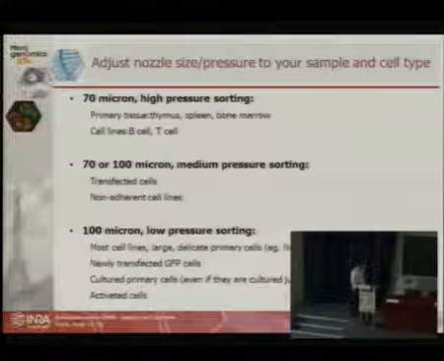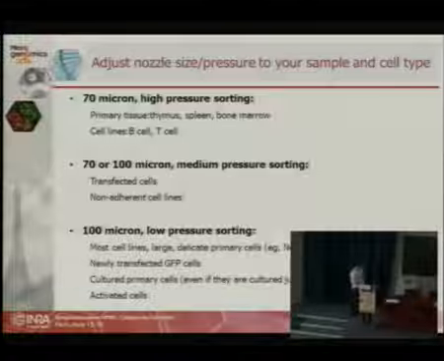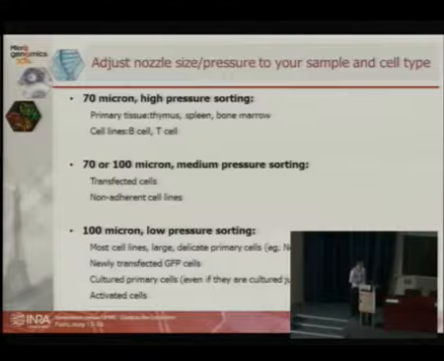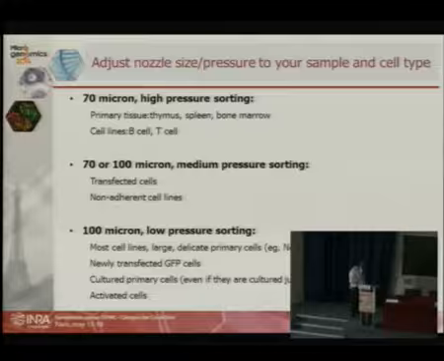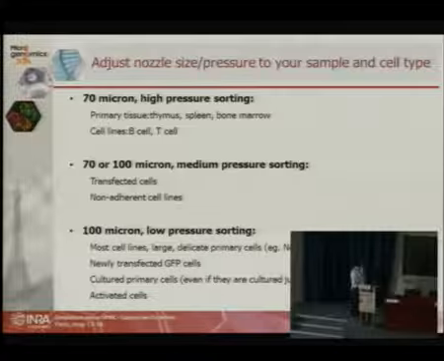and put FCS. Then the nozzles, 70 microns for high pressure cell sorting. So that's for the more robust cells, primary cells, for example. Then you have to shift and go to a 100 micron nozzle if you have transfected cells or another cell line, and you can have medium pressure. So you use a 100 micron for most other cell lines, big cells and things.